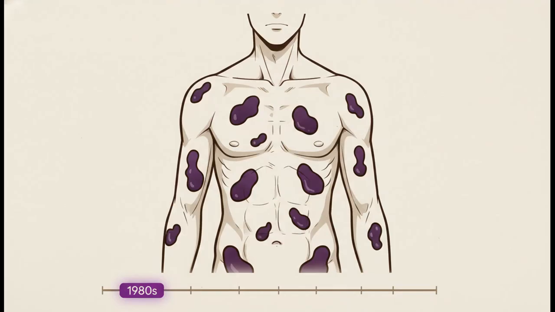And here's a little bit of historical context that's pretty powerful. For a long, long time, especially before we had the treatments we have today, these purple lesions were one of the most visible, defining signs of AIDS. It was an outward, visible sign of the invisible collapse happening inside the body's immune system.